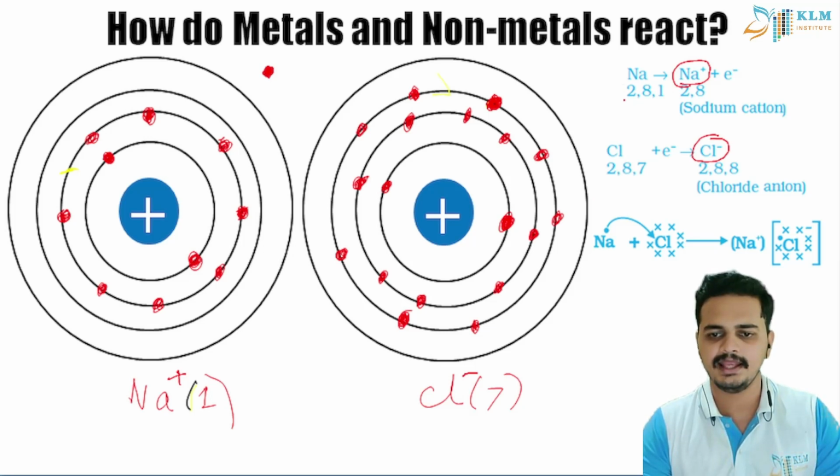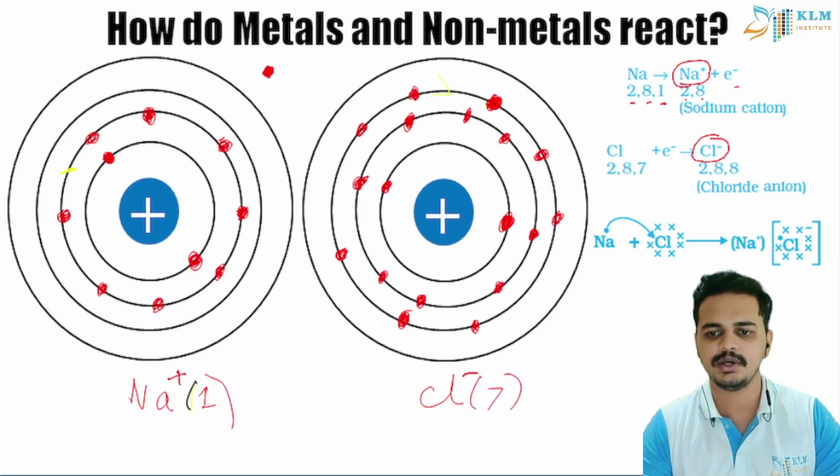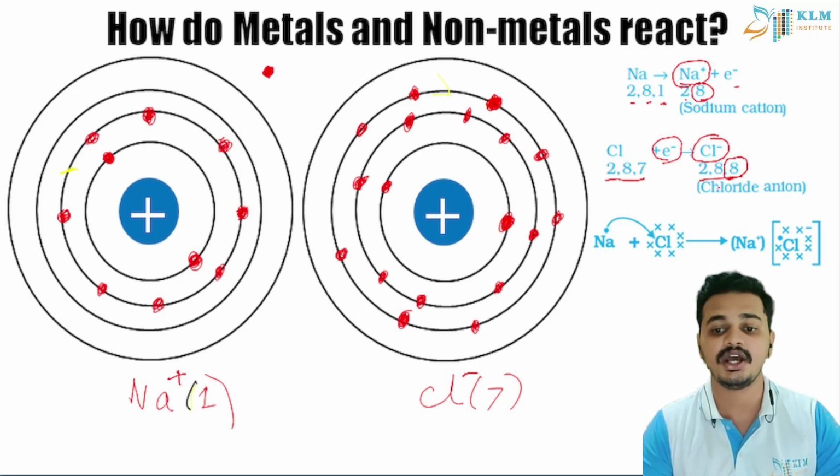Here Na has 2 in the first, 8 in the second and 1 in the valence shell. The last shell is known as the valence shell, students. If you remove this one electron, it becomes 2 and 8. It became an octet structure. It is happy now. Chlorine has 2, 8, 7. As you add one electron to it, it becomes 2, 8, 8. Again, the outermost shell has 8 electrons. It is again satisfied now, but it has a charge.